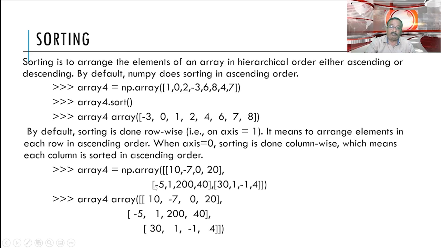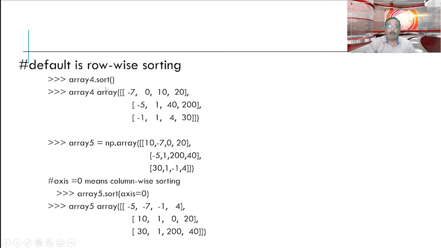We can see an example. The NumPy array we have created is this array. Now if you want to sort it, array 4.sort will sort row wise. And here you have one more array called array 5. Now we want to sort this column wise, so we specify array 5.sort with axis 0, where it is sorted column wise. So for row wise sorting and column wise sorting, you can specify axis 1 and axis 0. By default, if you do not specify anything, it will take axis 1, and row wise sorting will be done.